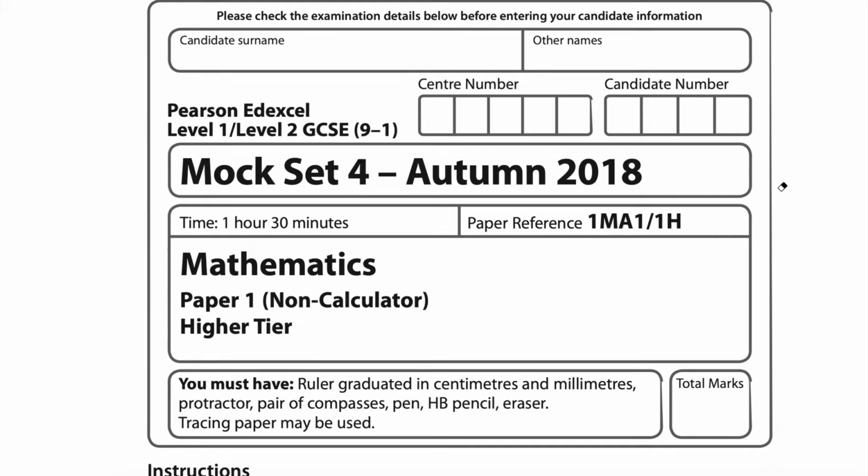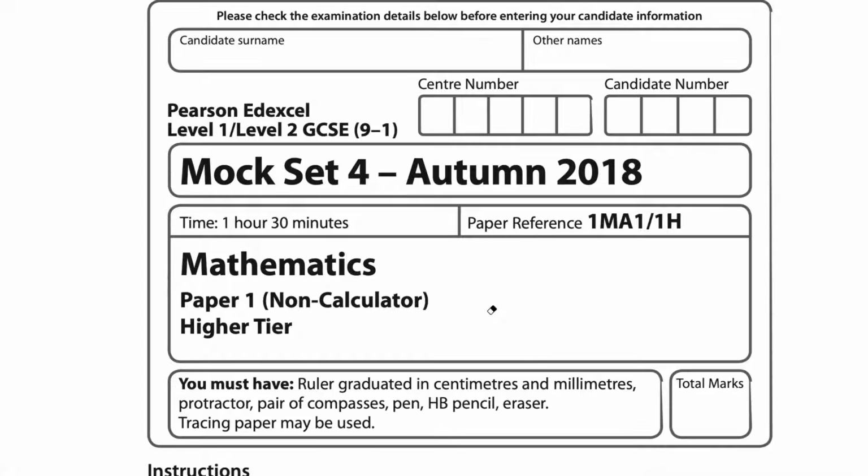In this video I'll be going through mock set 4 paper 1. This is the non-calculator paper and this is for the EDEXCEL GCSE higher tier. So you won't be needing a calculator, but you will be needing a ruler, protractor and a compass, as well as a pen and pencil, etc. So always make sure you're bringing that equipment into your non-calculator exam.